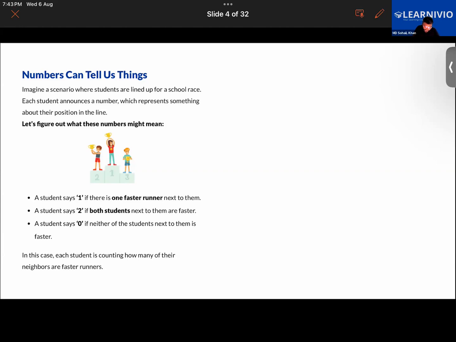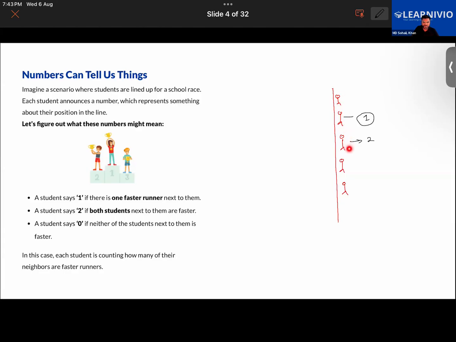The students are arranged in a line like this. Further, it mentions that each student is required to announce a specific number and that number will represent something. A student says 1 if there is one faster runner next to them. A student will say 2 if both the runners next to them are faster.